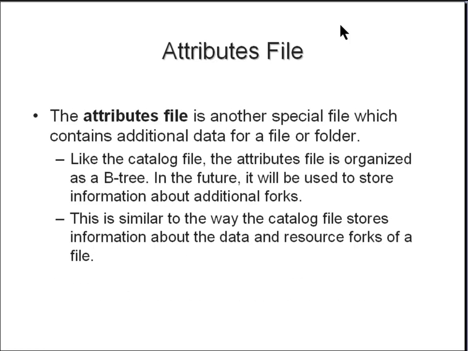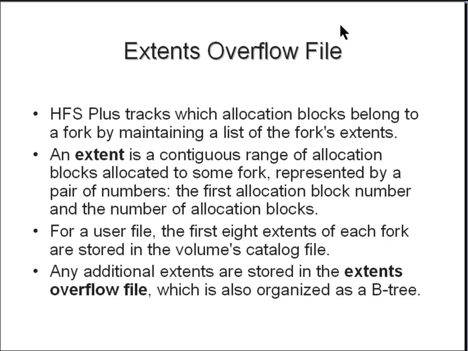The attributes file is a special file which contains additional data for a file or a folder. And this too, the attributes file, is organized as a balanced tree as well. And the extents overflow file, this is dissimilar to what we saw in FAT or NTFS, and this deals with fragmented files.